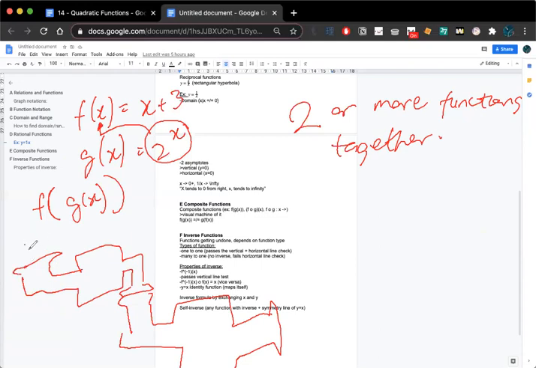So we input x, and then 2^x. This is g. So the output that goes out is 2^x. And then you insert it into x plus 3, which would be 2^x plus 3. And that's the output that you get.